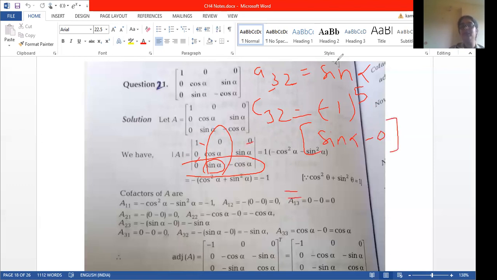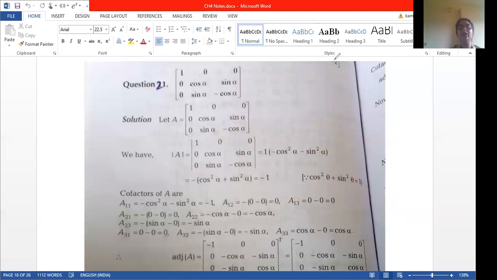So C32 will be minus 1 to the power of 5, which is minus 1, times sine alpha. So you will have minus sine alpha. So your value of C32 will be minus sine alpha. Here they have written A32 as minus sine alpha. This way you will calculate the cofactors of all the 9 elements. We have calculated the cofactors of only 3 elements. It is not like that if I have calculated 3 elements, you also have to calculate only 3 elements. All the cofactors we have to calculate.